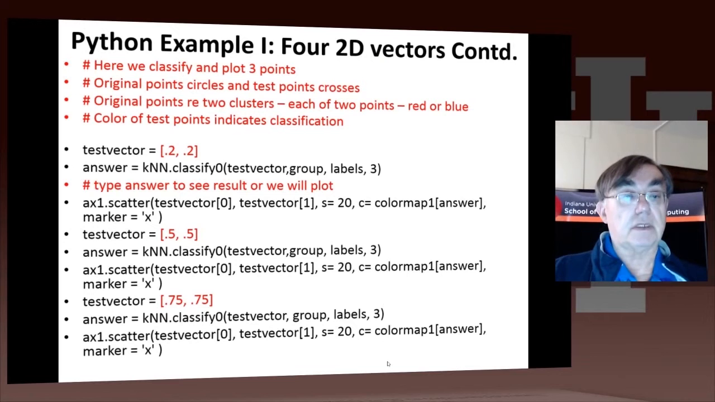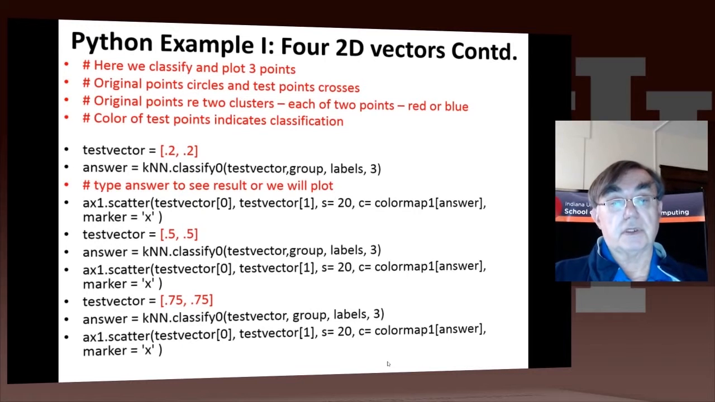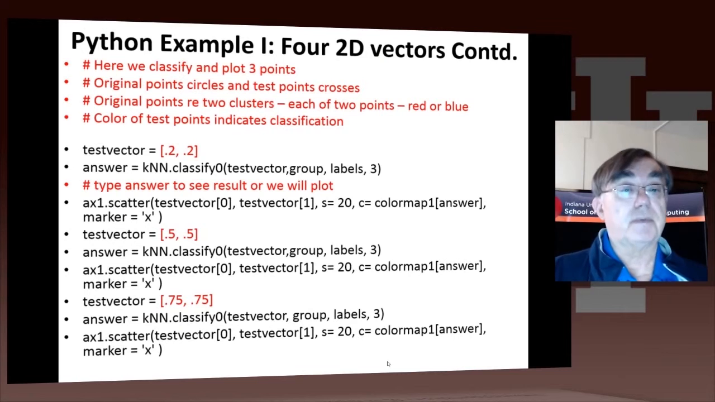You define 3 vectors: 0.2, 0.2; 0.5, 0.5; and 0.75, 0.75. Then you call a routine we're going to discuss in more detail later on, called classify0. That actually invokes the nearest neighbor algorithm. It has 4 arguments. The last argument is 3, which is the number of nearest neighbors to look at. Test vector is the vector you're trying to classify.